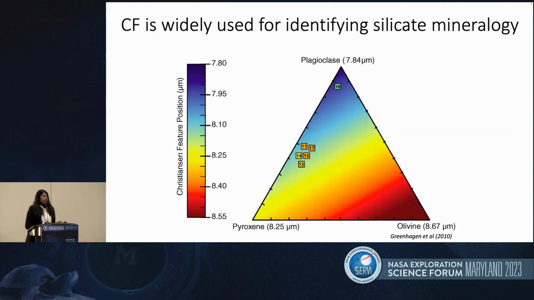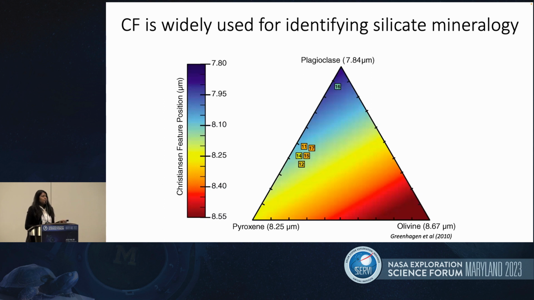However, among these three, the CF, the Christiansen feature, has been widely used to identify the silicate mineralogy of a planetary surface. Diviner, for example, has three channels that mainly focus on the CF position. If you see this plot, it's a ternary plot focusing on three mineral groups, the olivine, the pyroxene, and the plagioclase mineral groups. If you calculate the CF position from the data, roughly we'd be able to map the silicate mineralogy.